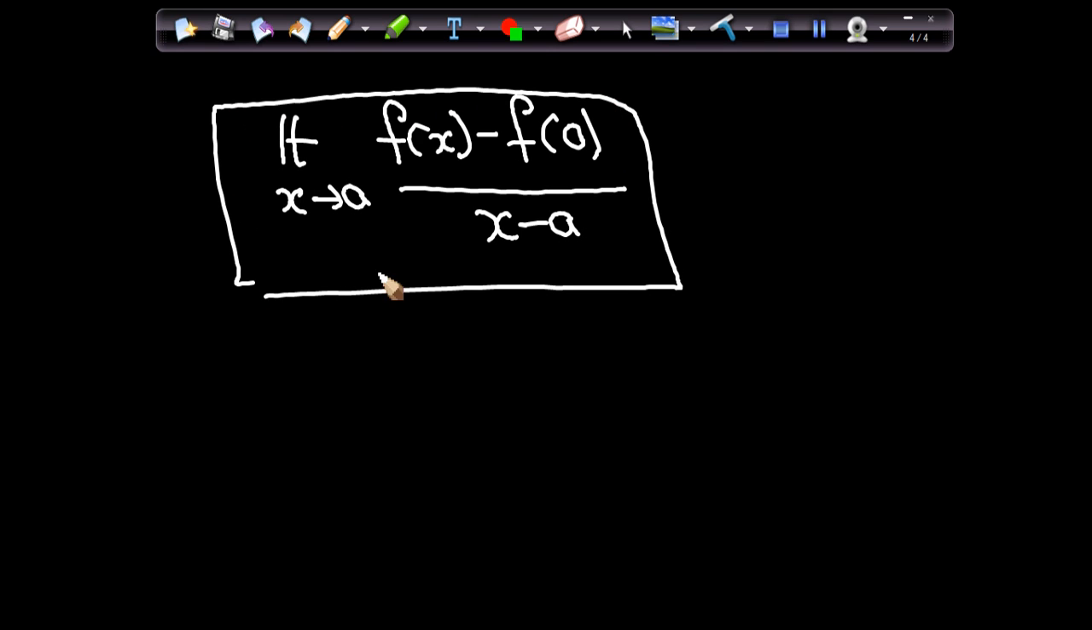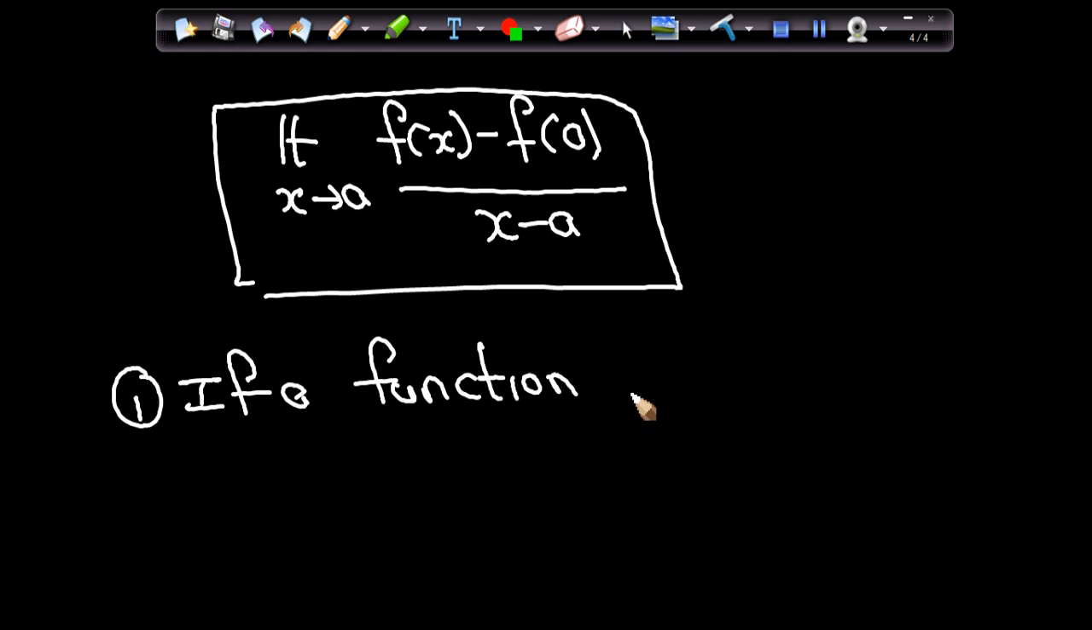This is another form of the differential coefficient, which is most important. So from what I have just spoken, if a function is differentiable at a particular point a, then the function also should be continuous at that particular point a. If a function is differentiable, then it should be continuous. So from this, what I can say is every differentiable function is continuous.